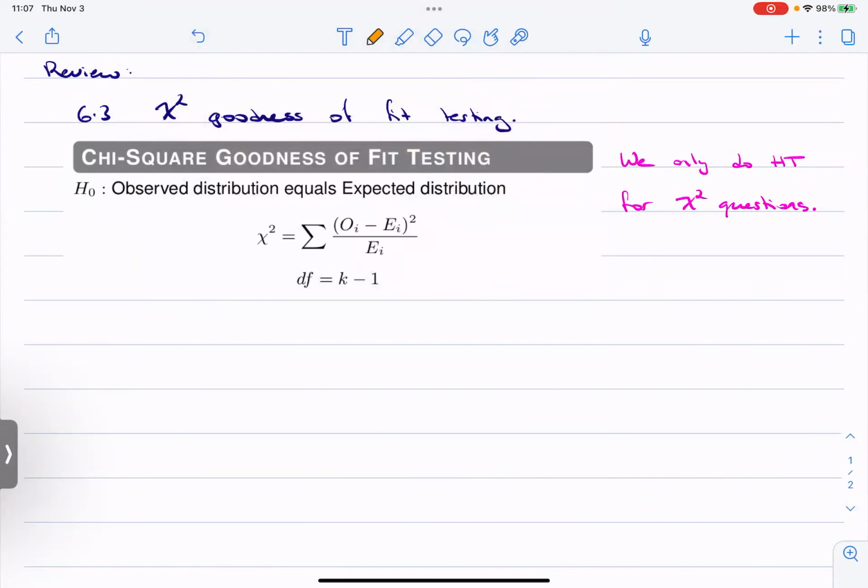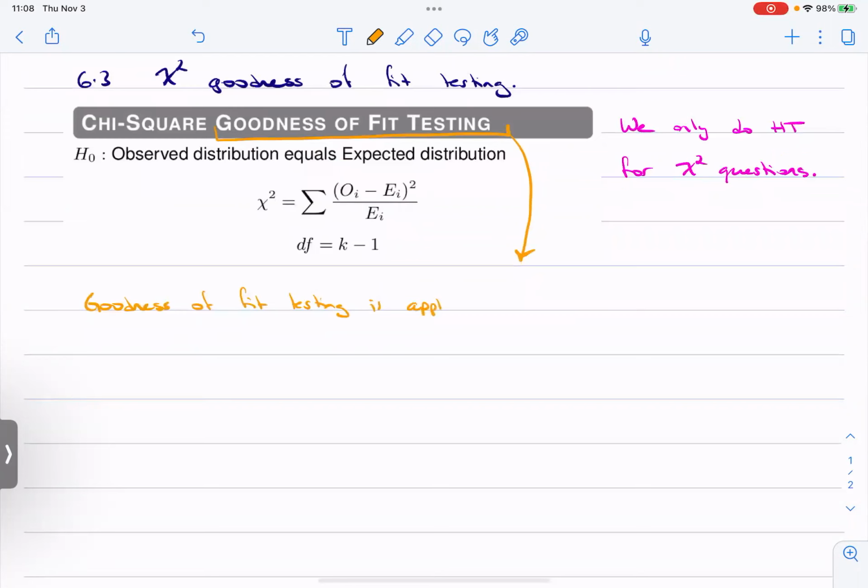And so goodness of fit testing, right? So that's this here, is applied to one-way tables. Now, what that means is we have one categorical variable with k categories. Okay. So goodness of fit testing is applied to one-way tables.